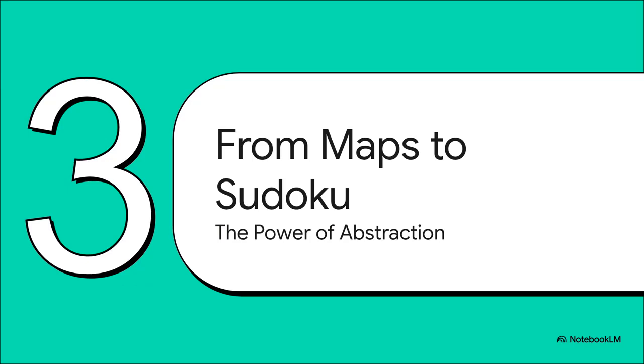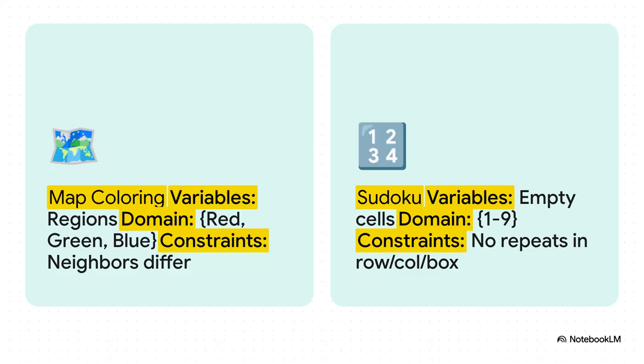Okay, so now that we have the framework, let's see how it works on something other than maps. You've probably run into these kinds of problems before and just didn't know they had a name. This is where things get really interesting, where you see how powerful this way of thinking is. So let's compare map coloring with, say, Sudoku. I mean, they look totally different, right?